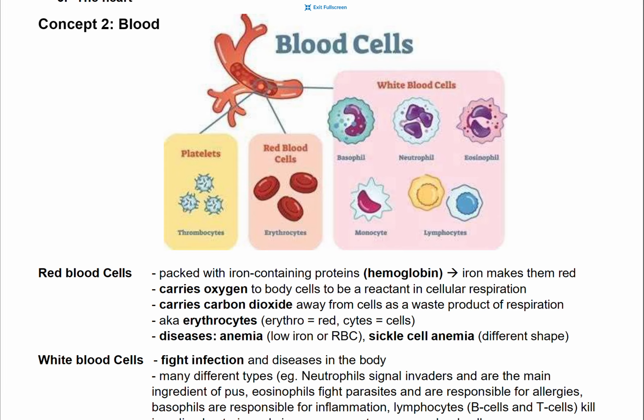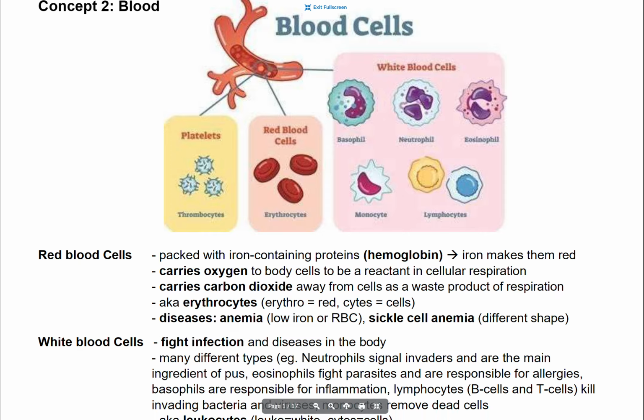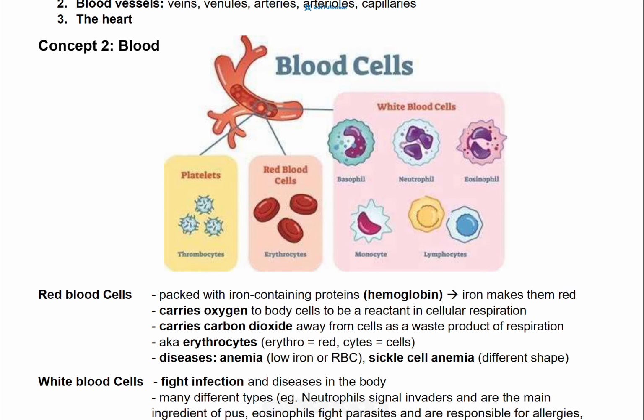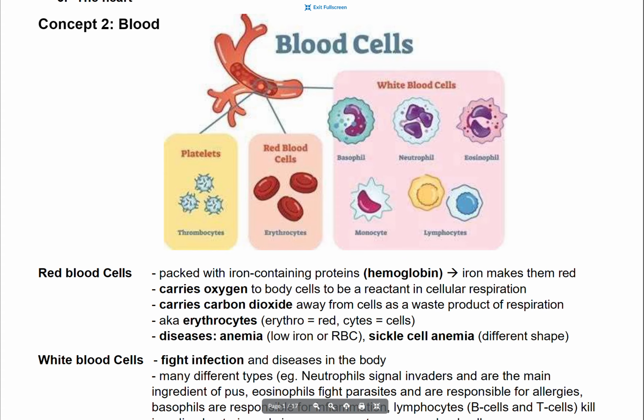So let's begin with the blood. Your blood has four main components. It has red blood cells, white blood cells, platelets, and plasma. This diagram up at the top shows you all of the different types of blood cells. There are three main categories: platelets, red blood cells, and white blood cells.